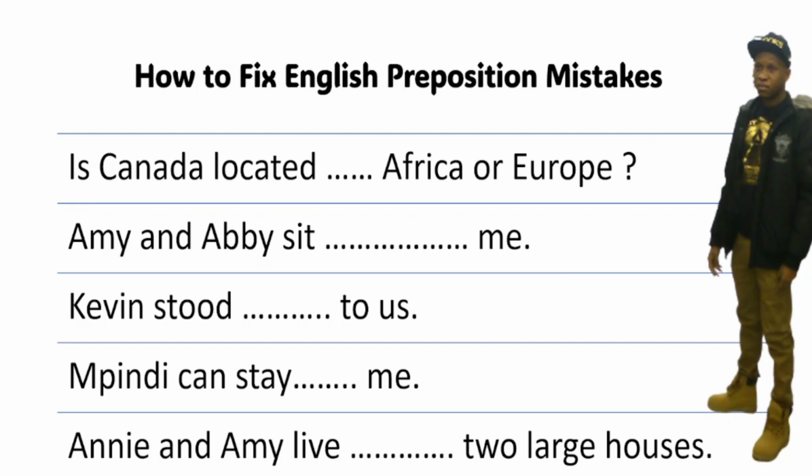Amy and Abby sit blah blah blah me. Kevin stood blah blah blah to us. Pindi can stay blah blah blah me. Anne and Amy live blah blah blah two large houses. Okay, so we're gonna put the right answer, and then I'm gonna give you guys maybe let's say 6 minutes. Okay, so let's do it together.